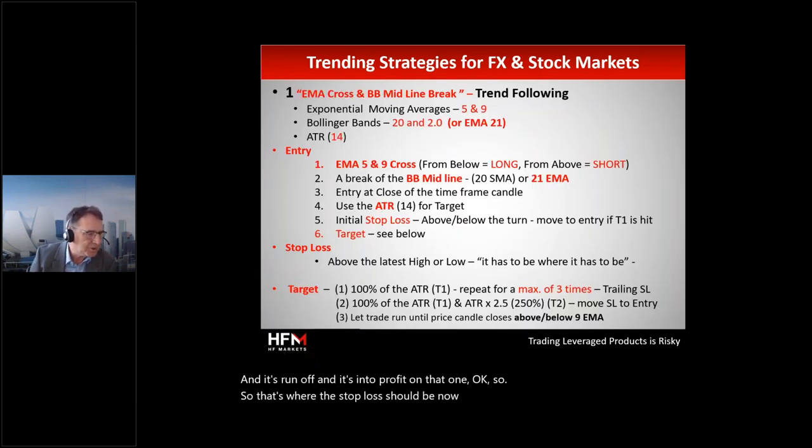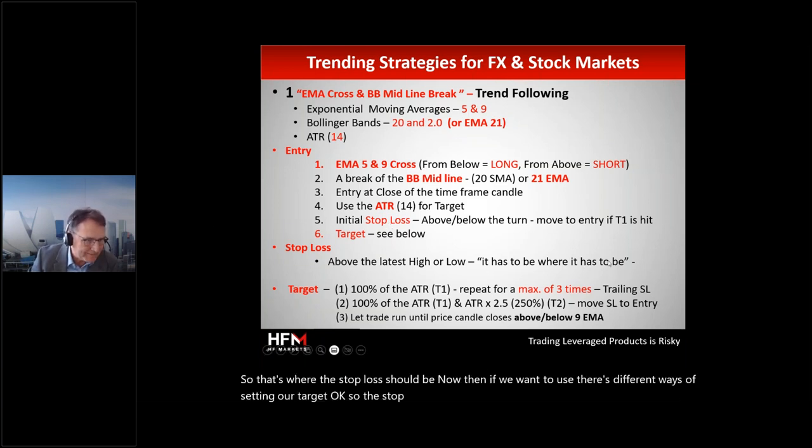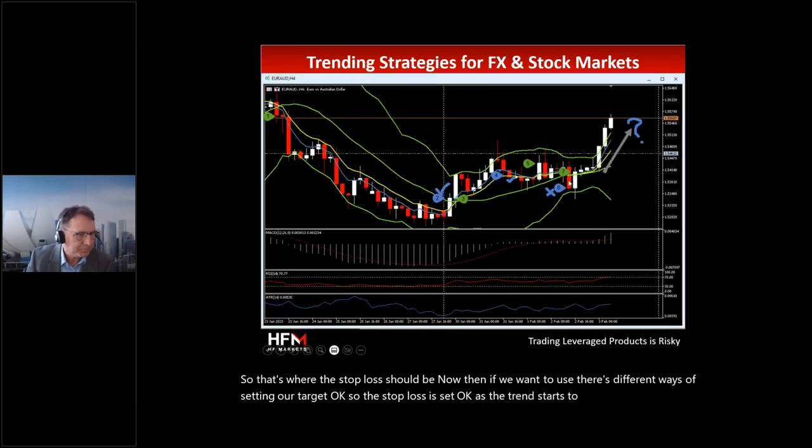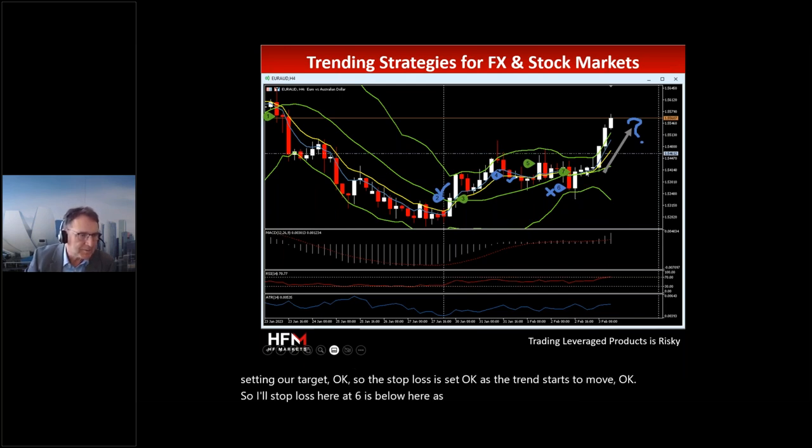Now then, there are different ways of setting our target. Okay, so the stop loss is set, as the trend starts to move. So our stop loss here at six is below here. As the trend starts to move up, there we get to the fourth white candle here, very small bodied candles here, aren't they? So if we count back three again, one, two, three, would we move our stop loss up to here after three candles? Might be a bit risky, mightn't it? Because you can see there's a bit of congestion through here. We haven't broken above this high yet here, have we?